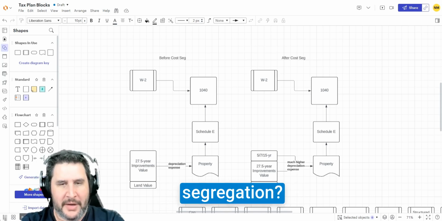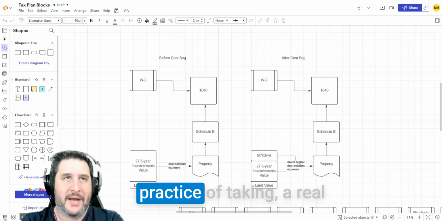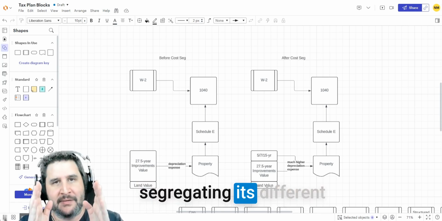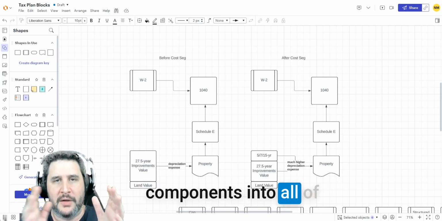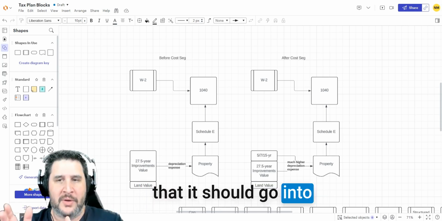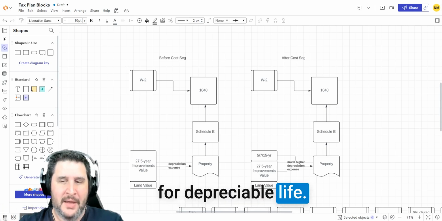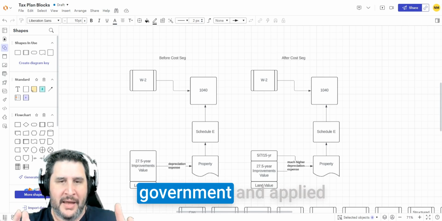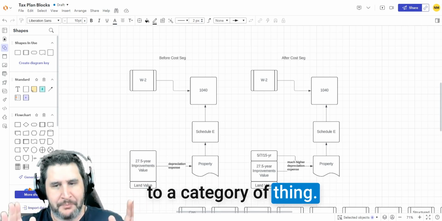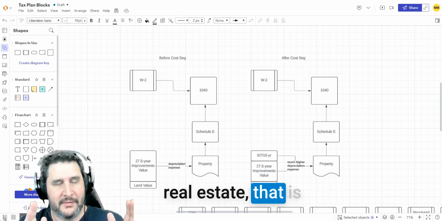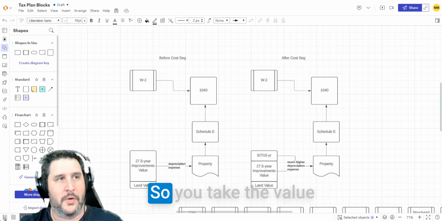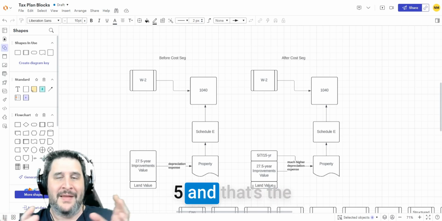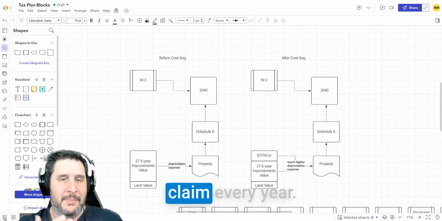So, what is cost segregation? Cost segregation is the practice of taking a real asset like a house and segregating its different components into all of the different categories that it should go into for depreciable life. Now, depreciable life is a lifetime that is determined by the government and applied to a category of thing. So for residential real estate, that is 27 and a half years. So you take the value of a residential real estate property and you divide it by 27.5, and that's the depreciation expense you're allowed to claim every year.